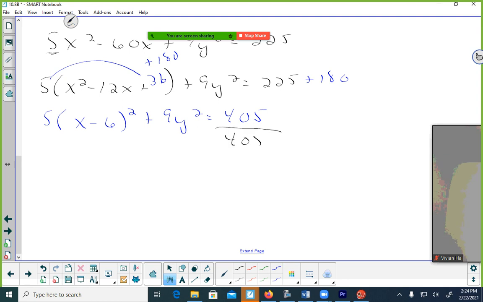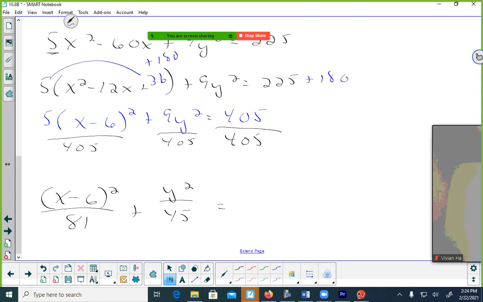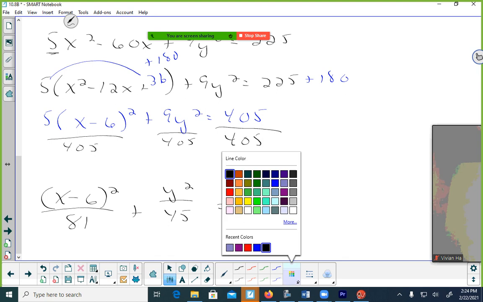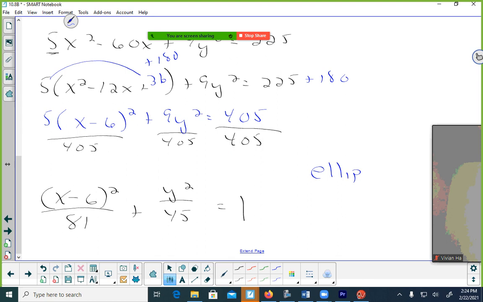Both sides by 405, because this is going to be some type of conic, so I'm going to divide both sides by 405. When I do that, I'm going to have x minus 6 squared over 81 plus y squared over 45 is equal to 1. Then the directions ask you to find the center, because what shape is this? If it's written like this, even if I didn't just graph it a second ago, what shape would I know that is? I know it's an ellipse because it has that plus sign. If I ask you for the center of that ellipse, what are you going to tell me? 6, 0.